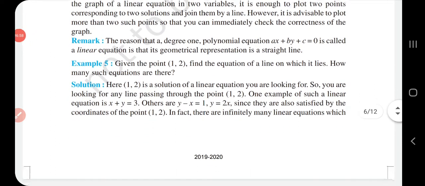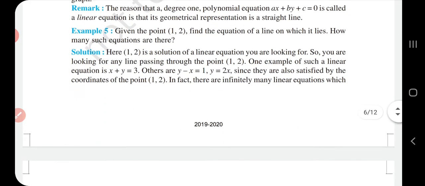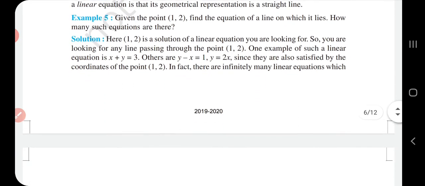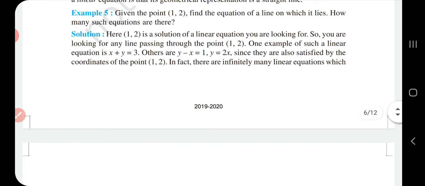Now take an example. Example number 5. Given the point (1, 2), find the equation of a line on which it lies. How many such equations are there? So see, here (1, 2) is the solution of a linear equation you are looking for. So you are looking for any line passing through the point (1, 2). Okay, 1 and 2. 1 means x coordinate is 1 and y coordinate is 2.